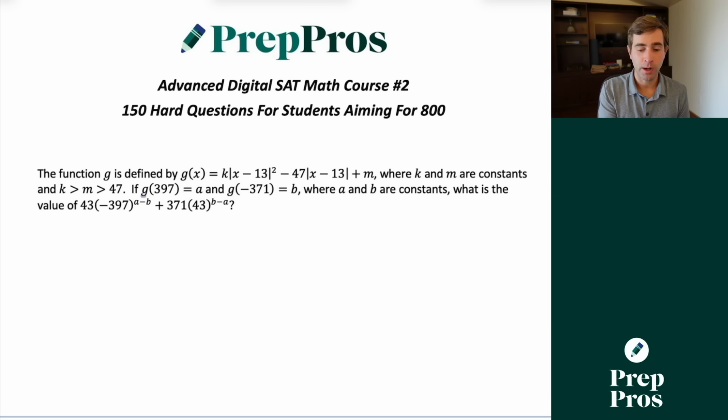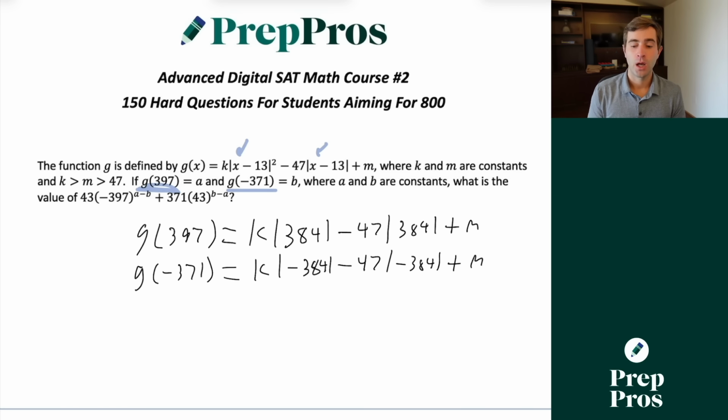So most of you probably know if we're looking for g of 397, we want to plug 397 in for x. If we're looking for g of negative 371, we want to plug negative 371 in for x. If we take that step, we may kind of spot the pattern. So we're going to go ahead and write that out. So now I've gone ahead and written this all out.